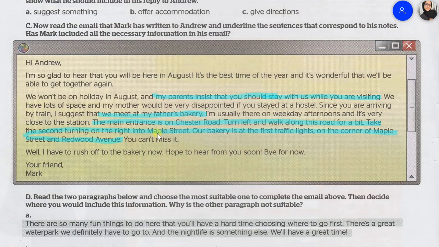But has Mark included the information about historical places and good spots for photography for Andrew to go to? No, I don't think so. So basically, Mark hasn't included any information about the nature spots or places of historical interest that Andrew would like to visit. So there you go.